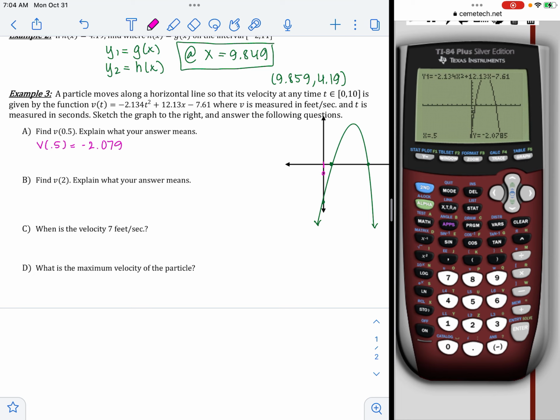So we can say at 0.5 seconds, the particle is moving 2.079 feet per second, and then make sure you put in a direction. Since this is negative, it's to the left.